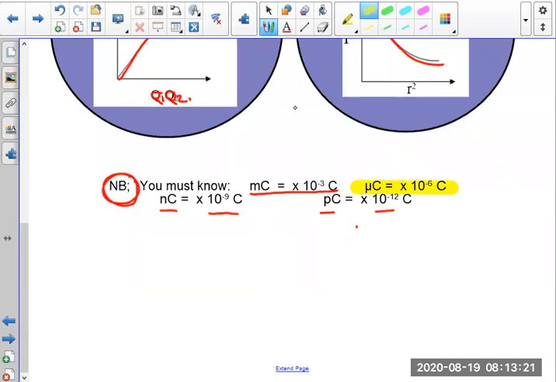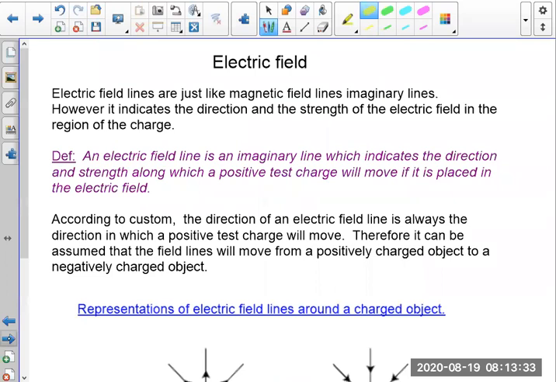And they like to use the nanocoulomb, nano 10 to the power minus 9, micro 10 to the power minus 6. Okay, so these two are very important. The next page that we're going to look at is what is an electric field.